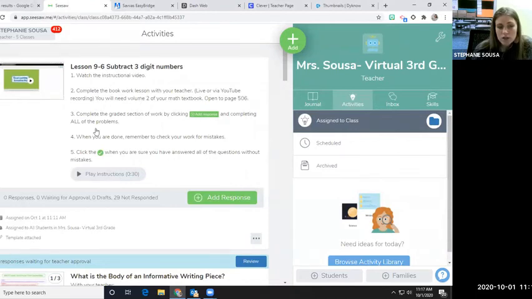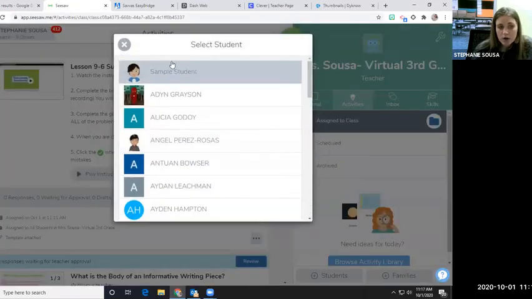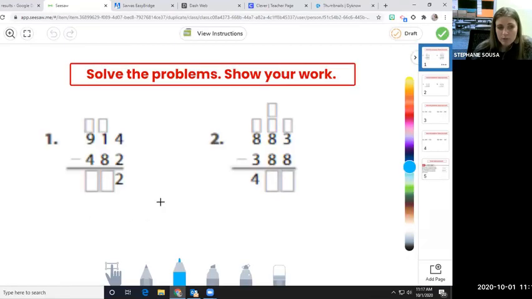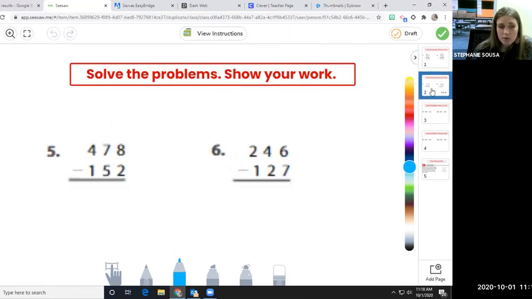The directions are here for you to read or listen to. When you click on Add Response, you will see your work. There are several subtraction problems for you to work through, and you are asked to solve the problems and show your work. Some of these have boxes to show you when you're going to be regrouping. Use that to help you as a clue. Same thing on slide 2. Solve the problems, show your work.